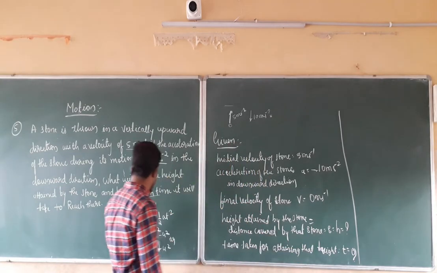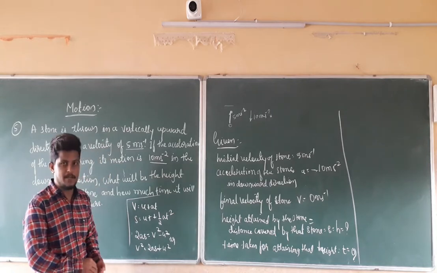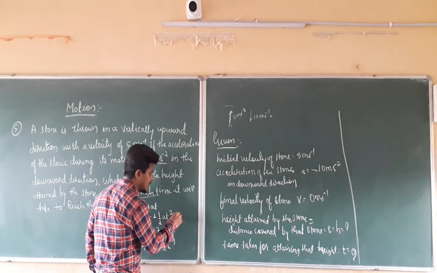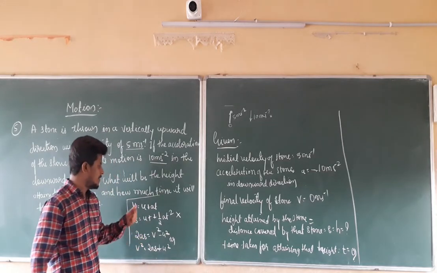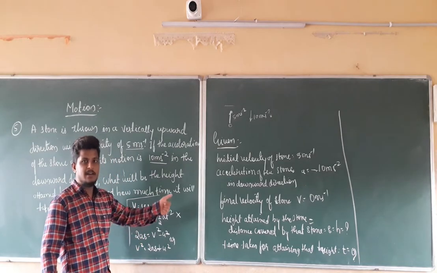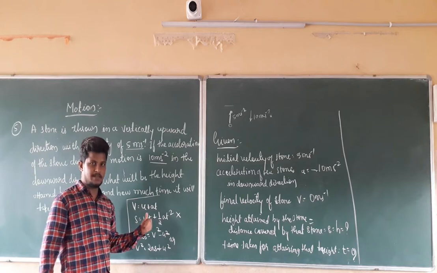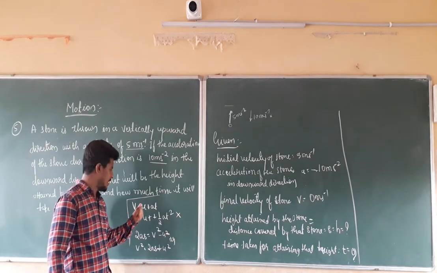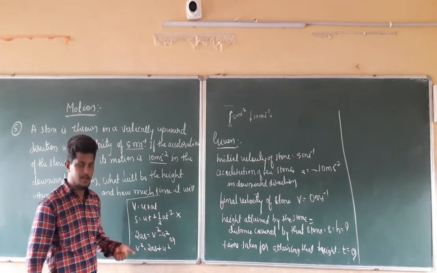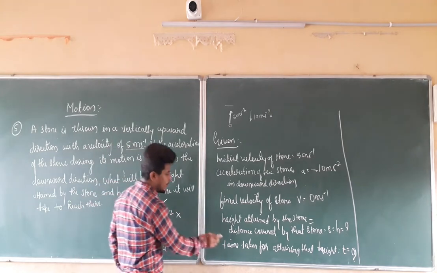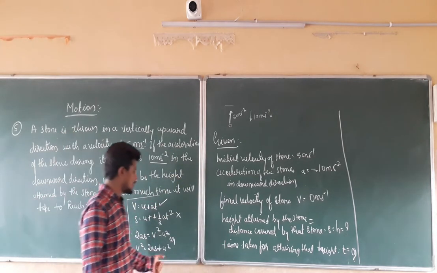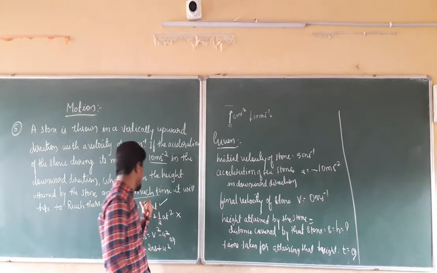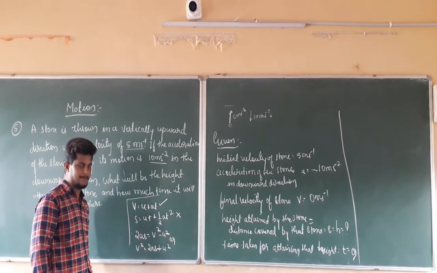So there we cannot use the S equal to UT plus half AT square equation. This equation can't be used in this case. Now by using this equation, we can find out the time taken for that case. There we are given the V, we also have the U, we also have the A. So that we can use this equation for calculating the time taken for attaining that height. We can calculate time taken by using this equation, that is nothing but V equal to U plus AT.